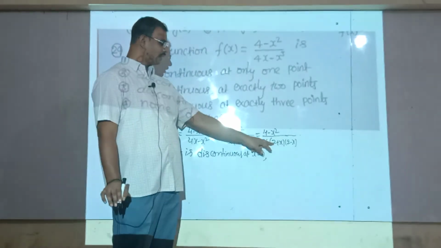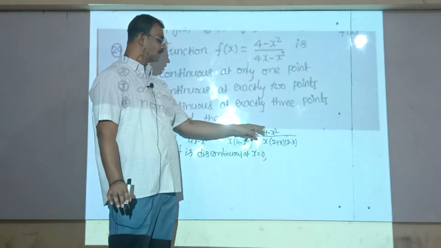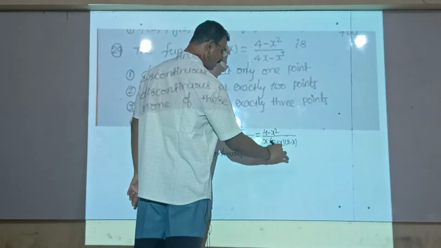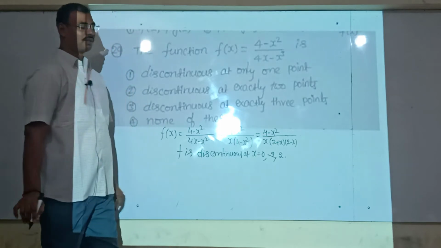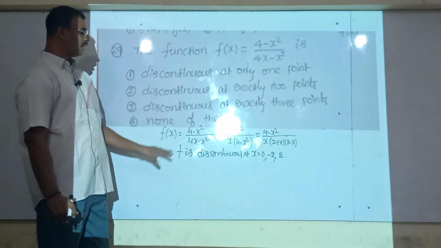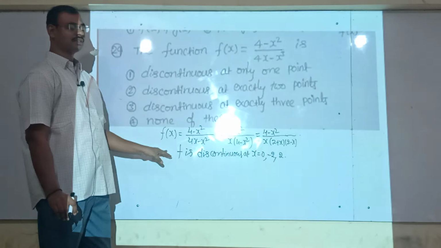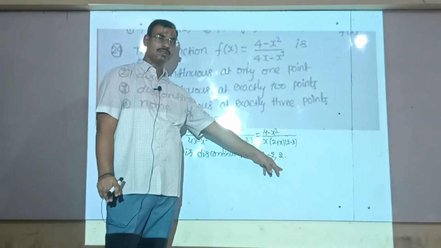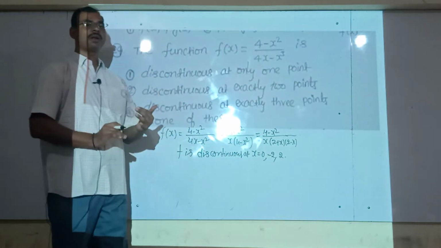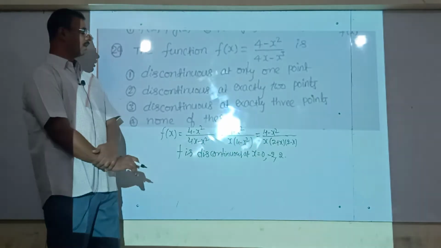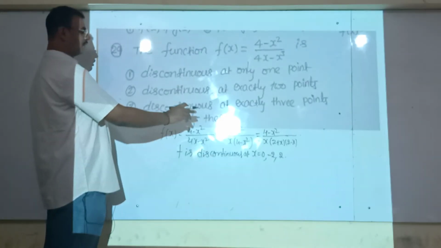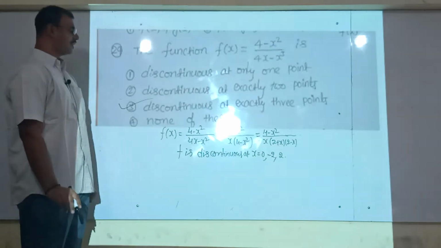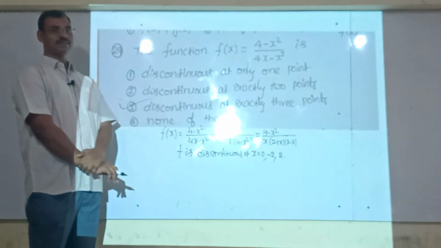If I take x equal to minus 2, also it is discontinuous. If I take x equal to plus 2, also it is discontinuous. So at what points is it discontinuous? It is discontinuous at 0, at minus 2 and at 2. How many points of discontinuity? The number of points of discontinuity is equal to 3. So option number 3 is correct. It is discontinuous at exactly 3 points.